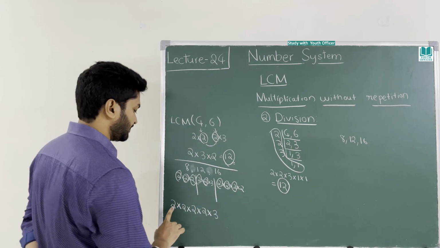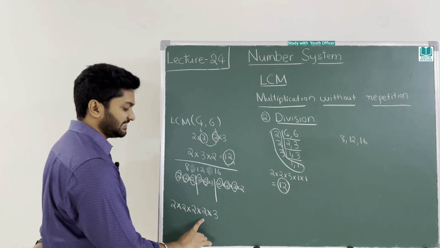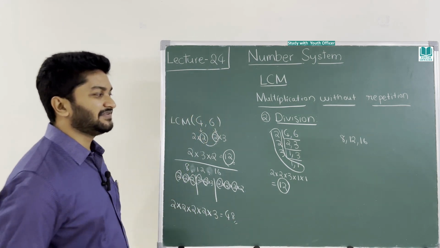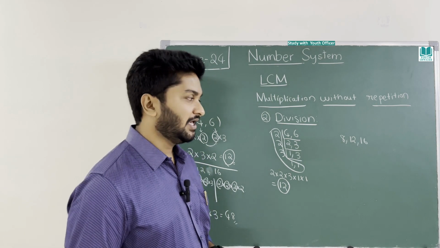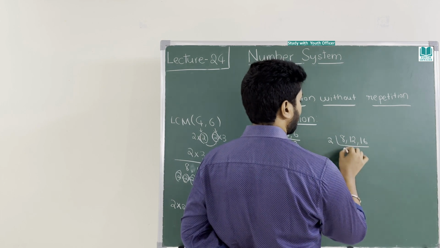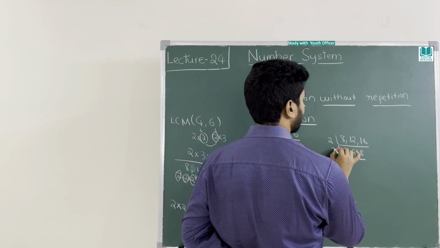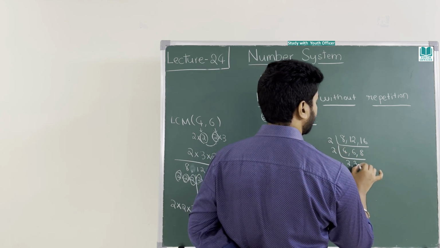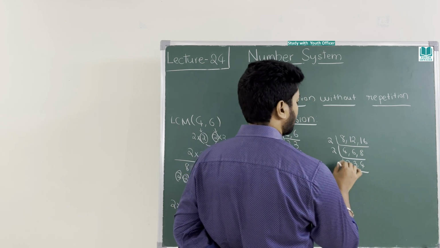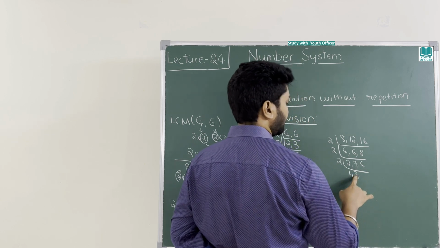What is the answer here? 2 into 2 is 4, 4 into 2 is 8, 8 into 2 is 16, 16 3s are 48. We will use the division method and see whether the answer comes or not. Second table you take, how many times? 4 times, 6 times, 8 times. Again you can take second table, 2 times, 3 times, 4 times. Again second table, because second table is common between them. 1 time; 3 it can't divide, so directly you write 3 here.